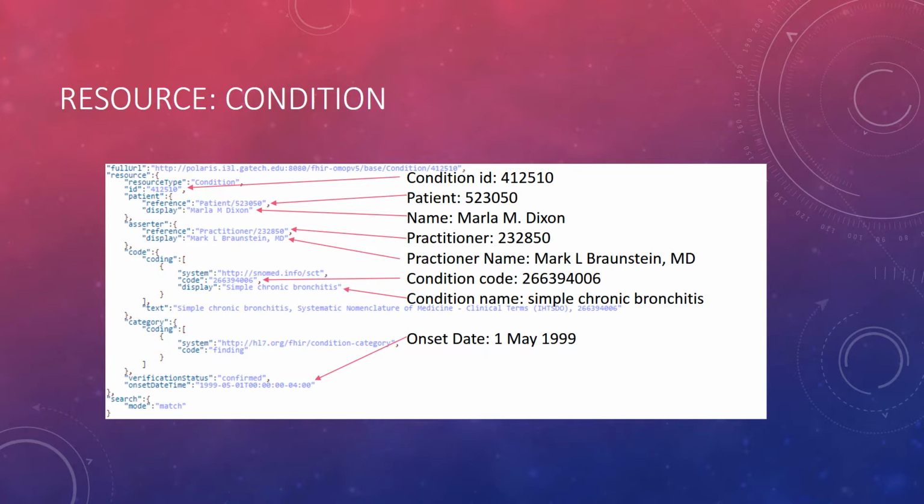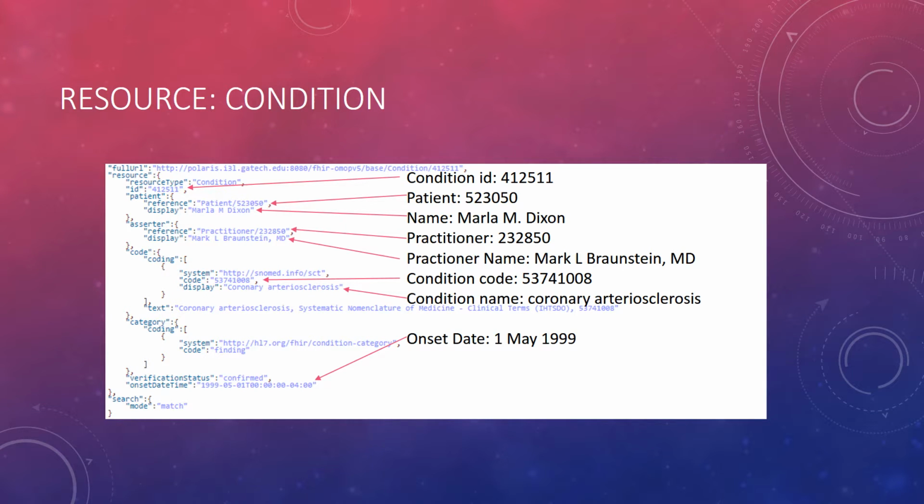Looking at the information in the code for one of those conditions, we see that she was diagnosed with simple chronic bronchitis. We are also able to see the practitioner who diagnosed her and the date of diagnosis. The practitioner and the condition are also given ID codes. The same sort of information is given for the other conditions.